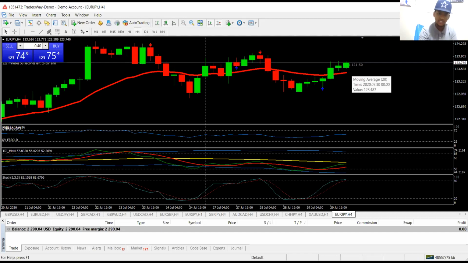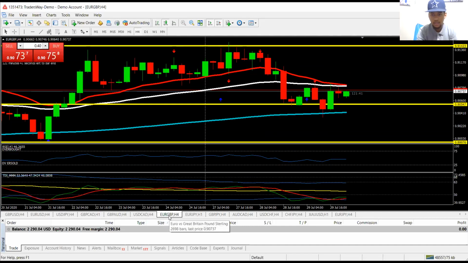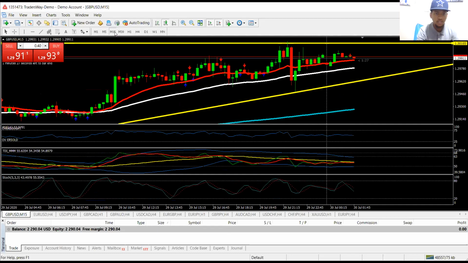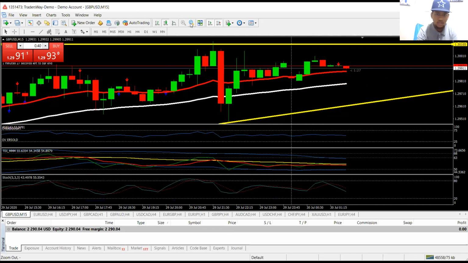Okay, so let me show you some more examples on something I've already done. So let's go to Euro GBP. That's probably not a good one. Let's do GBP USD. All right, here we go. Perfect. So I'm going to zoom out.